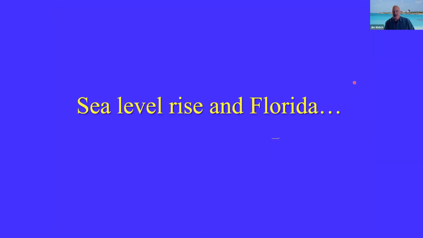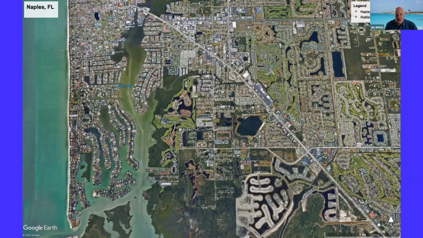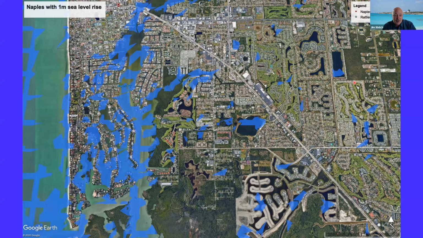So let's give a couple concrete examples of the effect that this sea level rise might have on Florida. I have to give a shout out here to a friend and colleague named Andrew Thaler, who came up with a program called Drown Your Town, which allows you to use Google Earth and do some overlays to figure out how much of your town would get covered up with a particular amount of sea level rise. So this is Naples, Florida, lovely place.